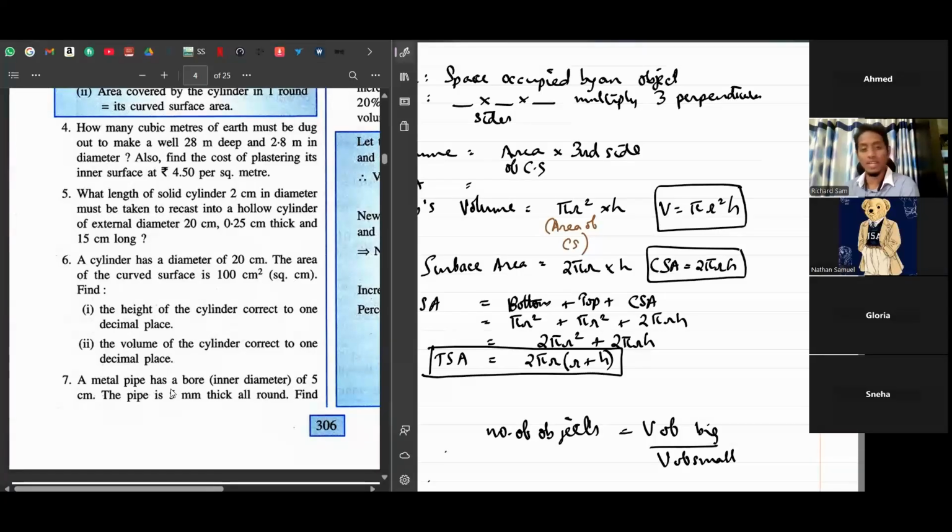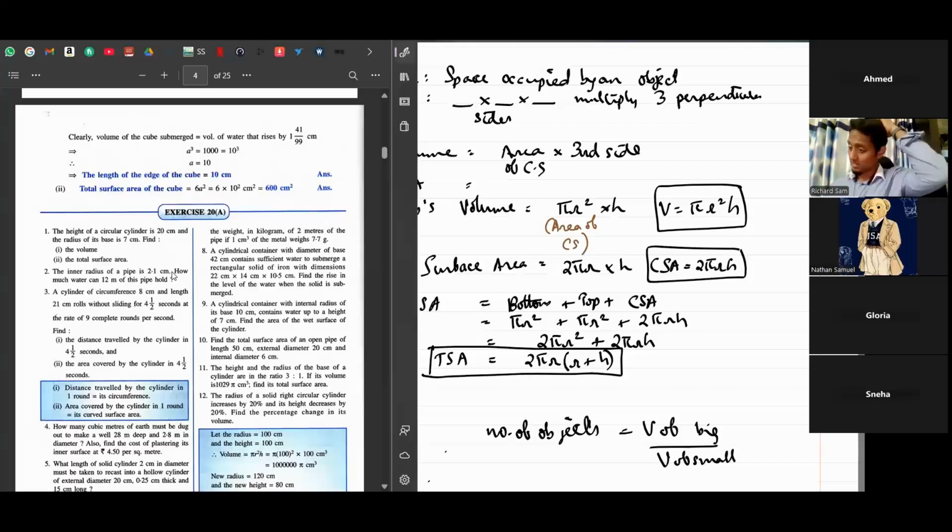Total question number 8 from your book. Again, it's not very easy. Think and do it. If you're not getting it, I can explain a little bit, but that's all I can. And if it comes in the exam, something different comes, you should be able to think and do it.